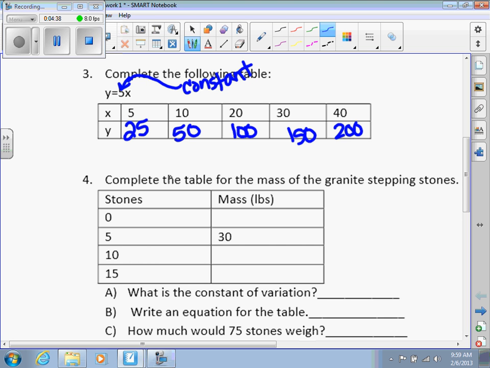Andrea, what's your question? What do you mean you can go by 5? How do you know what to go by? Because the rule says you multiply each x by 5 each time. Oh. What's the other one doing? It says you take the x value and you multiply it by 5. So each time you multiply by 5.